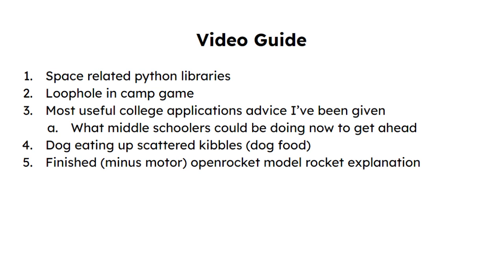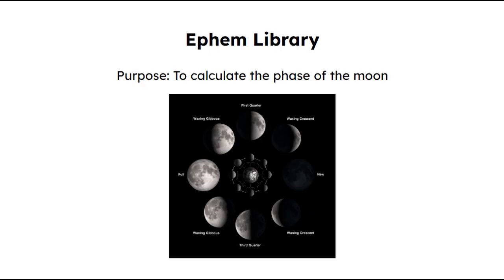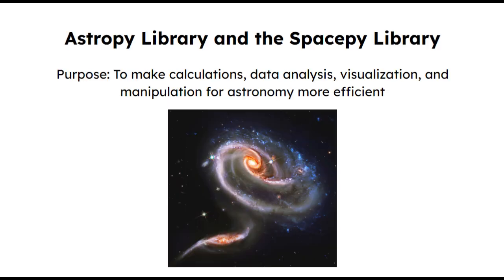But let's continue. So now we're going to be looking at space-related Python libraries. The first one we'll have is the FM library, and it's for calculating the phase of the moon and other data analysis. We also have the AstroPy library and the SpacePy library, which are both generally for making calculations, data analysis, visualization, and manipulation for astronomy to be more efficient.